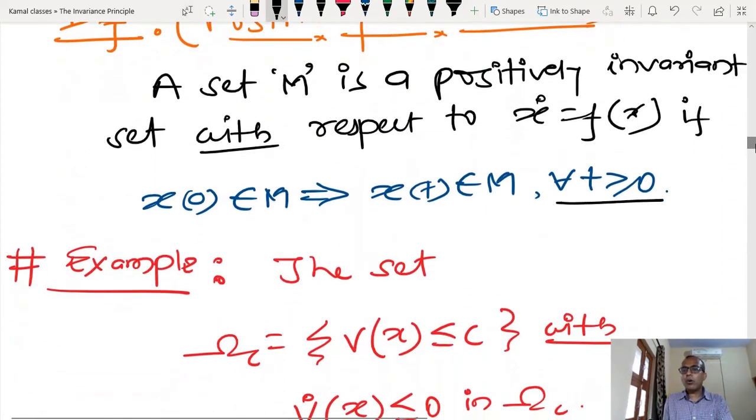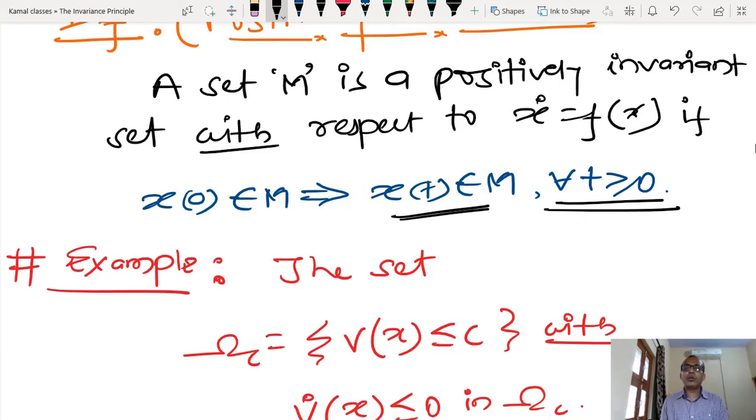I am telling that for all futuristic time t greater than or equal to 0, a set M is positively invariant with respect to x dot equal to f(x) if x0 belongs to M implies x(t) belongs to M. It means that I am just worrying about the future. I do not know what kind of things happen to the past. Are you able to distinguish between these two, positively invariant set and invariant set? In a positively invariant set, we just concern about our futuristic trajectory. We are not worrying about any past kind of things.